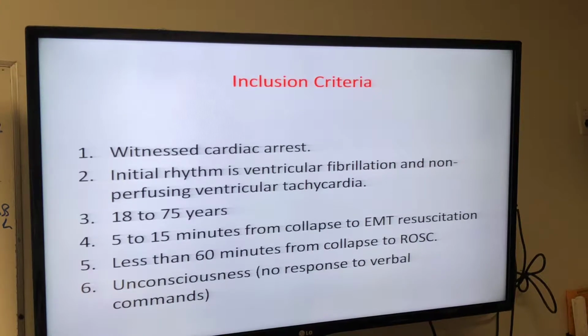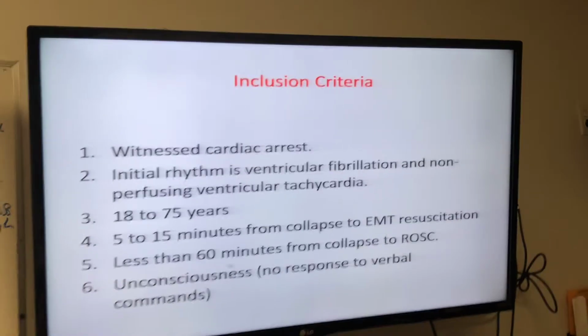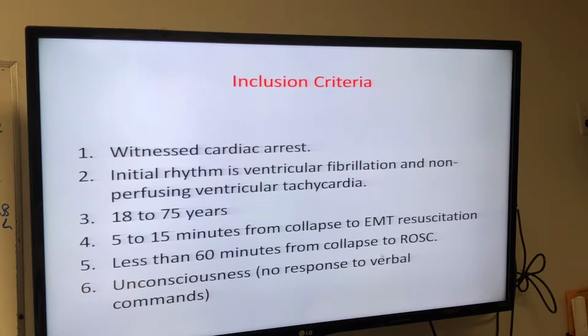5 to 10 minutes from collapse to EMT resuscitation. So they didn't include people who were immediately resuscitated in the hospital or in the ambulance because that's unfair. And they didn't include people for whom the ambulance took more than 15 minutes to arrive on the scene because that would also be unfair. Less than 60 minutes from collapse to ROSC. That's what I'm saying. Codes above 60 minutes are nonsense.